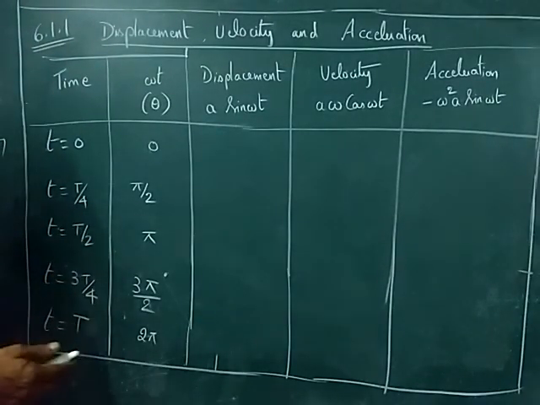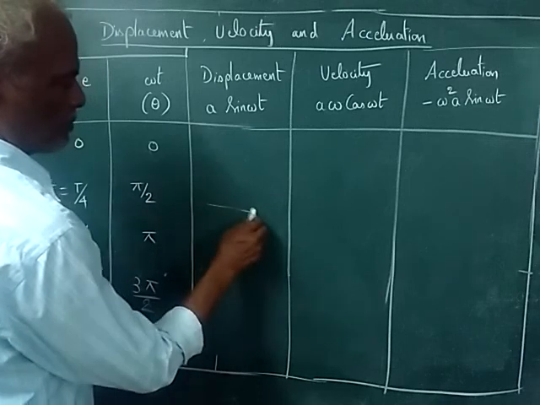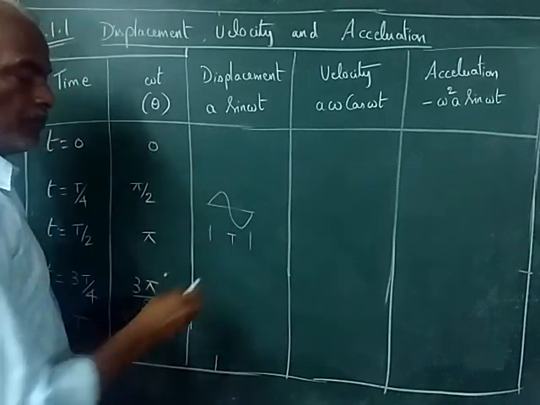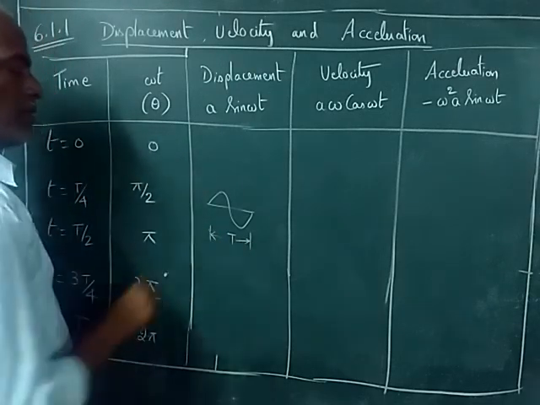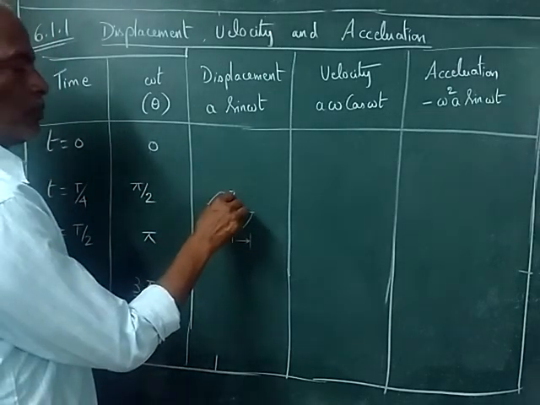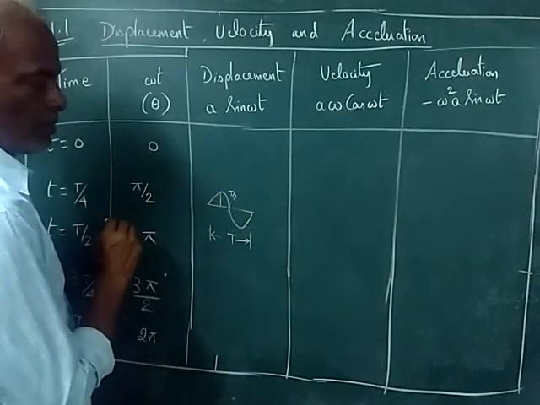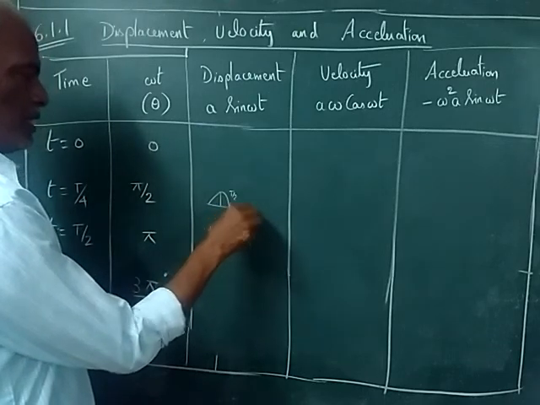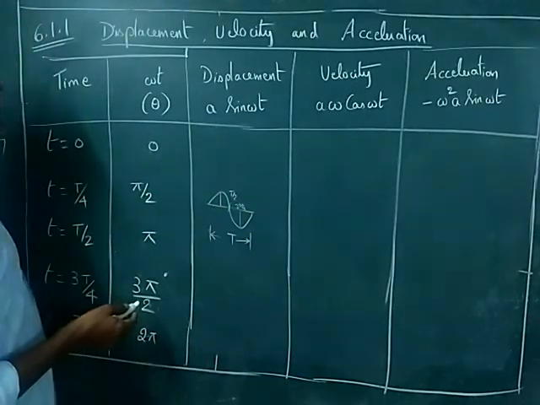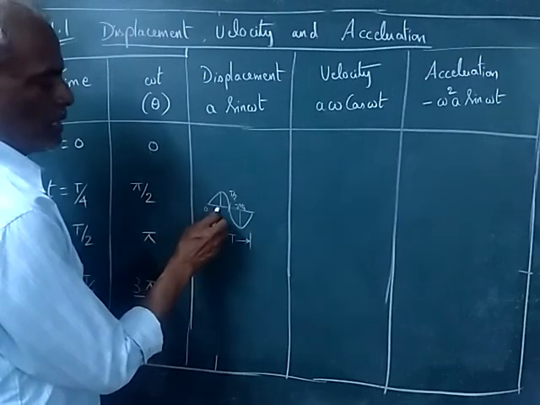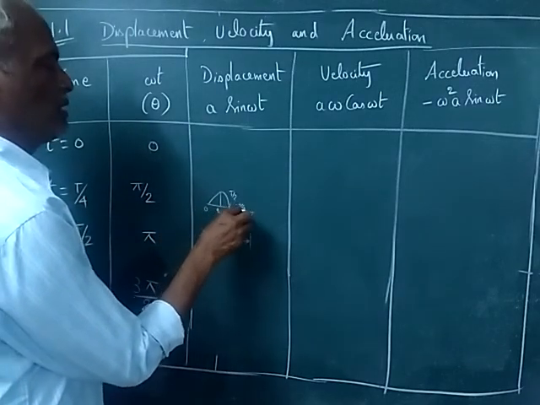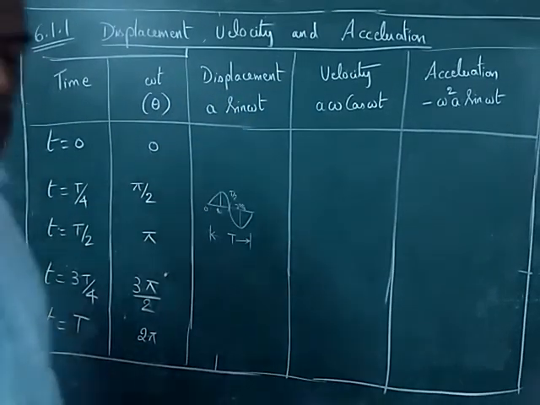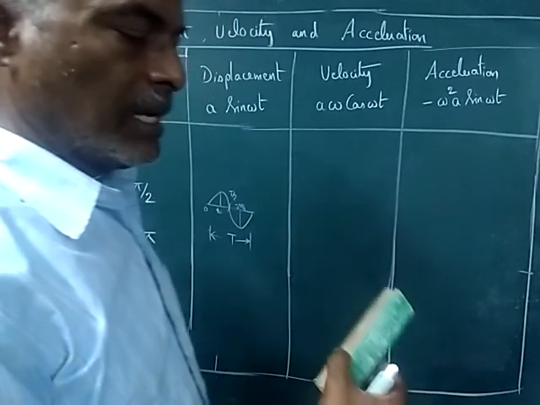So we take the complete cycle, for example. This is the time period t, total time period. So this will be t by 2, this is t by 4 and then 3t by 4, then t. Similarly in terms of theta, 0 degree, 90 degree, 180, 270, 360. So we are going to substitute these values in these equations and we are going to tabulate the results.